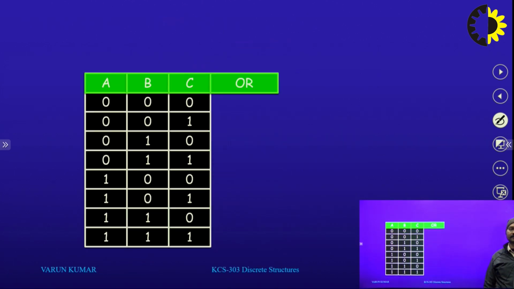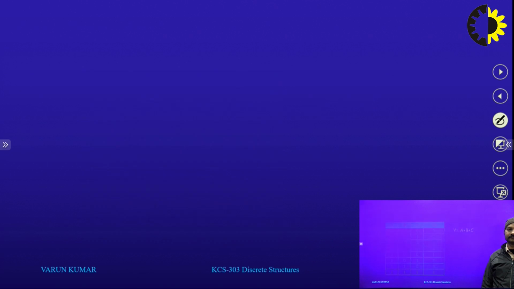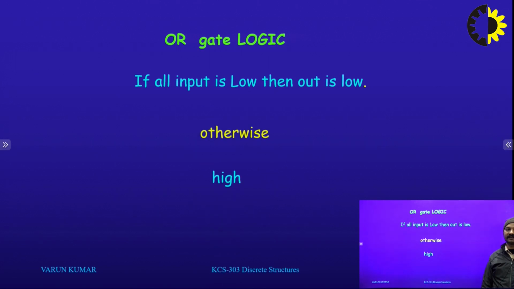So, can we construct the table for three input variables, where if all inputs are low, then the output is low, otherwise high? So we get the logic: if all inputs are low, then the output is low, otherwise high.